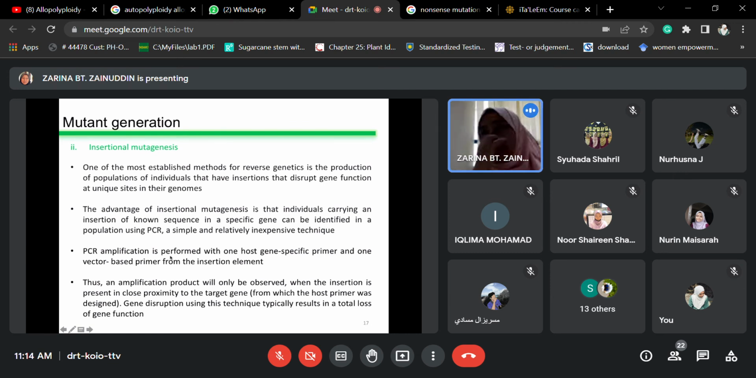Remember the other day when we did the Agrobacterium transformation, we have a vector, right? I said anything that is inserted in the tDNA region will be put into the plant. So the other primer has to bind to the vector, to the tDNA. Okay, so if there is a mutation it will amplify. Thus, amplification product will only be observed when the insertion is present close to the target gene from which the host primer was designed. So there are two primers. It will succeed in amplifying if there is a mutation, when the insertion is close.